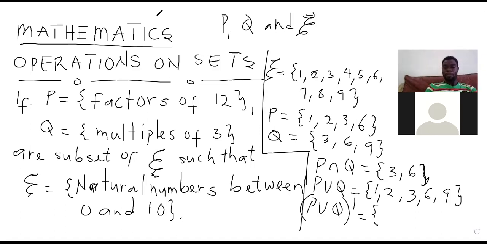That will give us 4, because 4 is neither in P nor Q. We have 5, we have 7, we have 8. They will be the complement. Good.